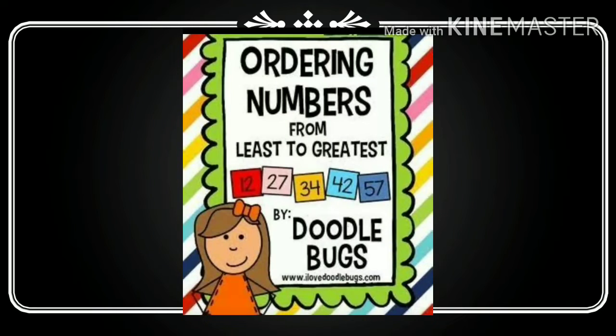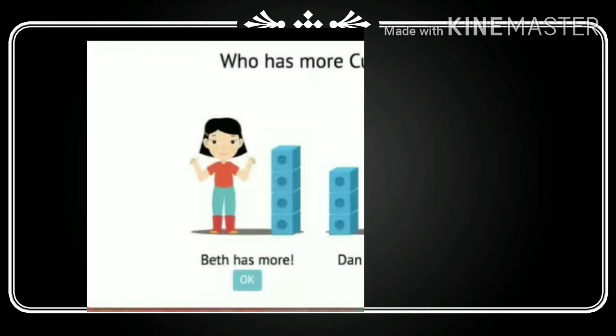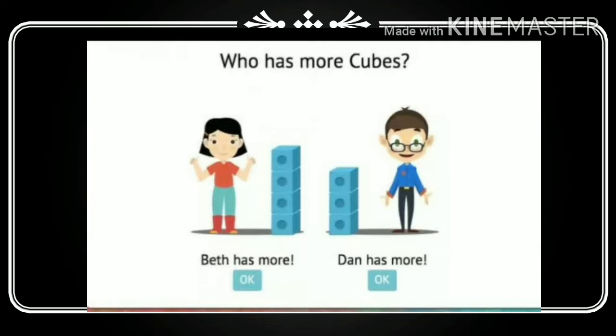Today in our class we are going to talk about comparing and ordering numbers from least to greatest. Look at this picture, children. Here you can see a boy and a girl with some cubes, right? Now let me know who has more cubes. Right, the girl has more cubes. How many cubes does she have? Yes, she has 4. Then the boy? Yes, he has 3 cubes.